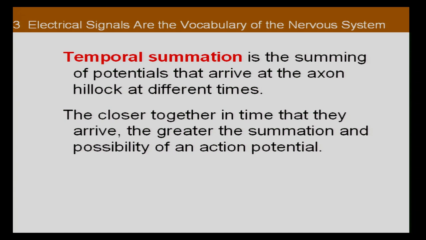The second kind of summation that you need to be familiar with, which is also covered very clearly in your book, is called temporal summation. That is the summing of potentials that arrive at the axon hillock at different times, not very spaced out, but at different times in close temporal proximity. The principle is the closer together in time that they arrive, the greater the summation and the possibility of an action potential.